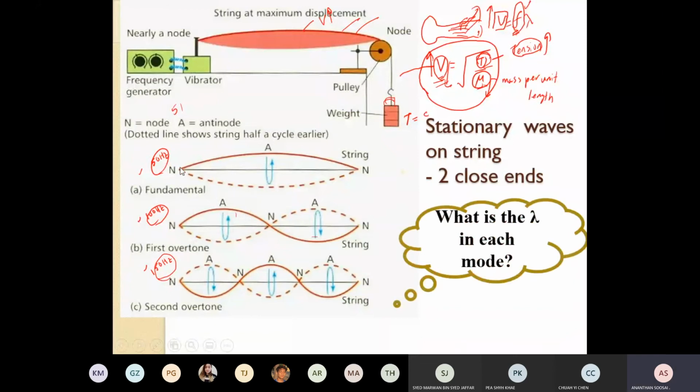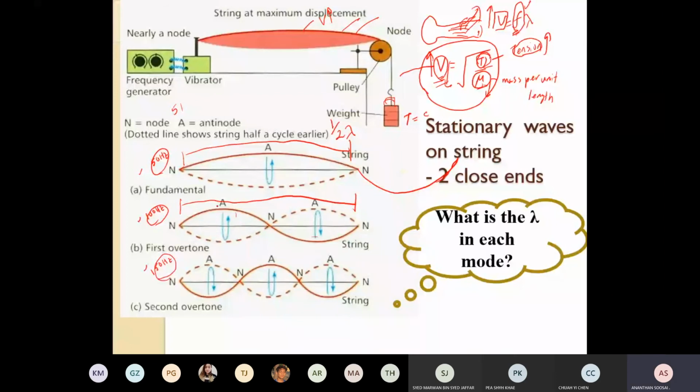So, you see this appearance here. How can you calculate the wavelength of this wave produced here? What is the lambda of each mode? The first one, the fundamental. This is how many lambda? From node to node here, if you add another one, it would be one complete wavelength. So from here to here is half lambda. For the second one, from here to here, how many lambda?